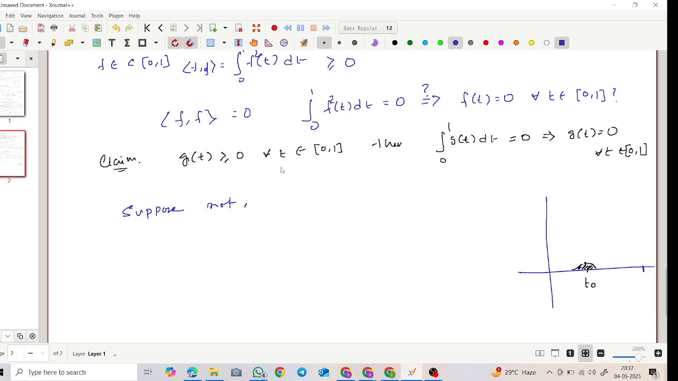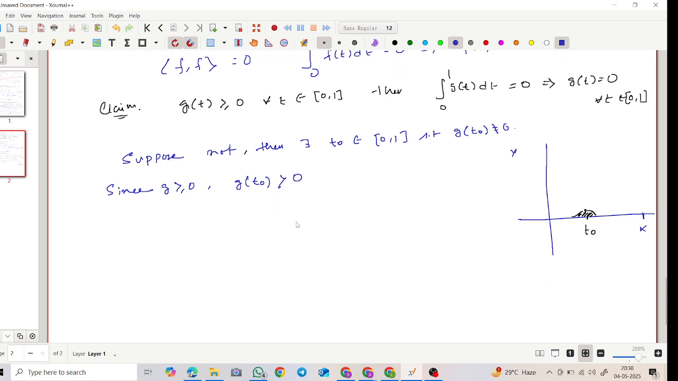Suppose not. So we will just write it down. Then there exists t naught belonging to [0,1] such that g(t naught) is non-zero, right? Since g is greater than or equal to 0, g(t naught) is strictly greater than 0. Non-zero could be negative or positive, but here g(t naught) is strictly greater than 0.